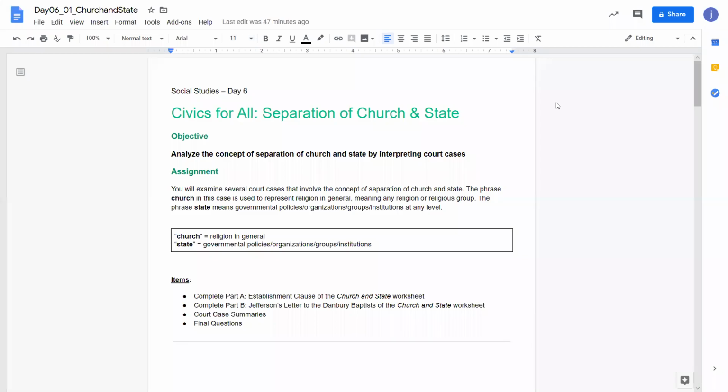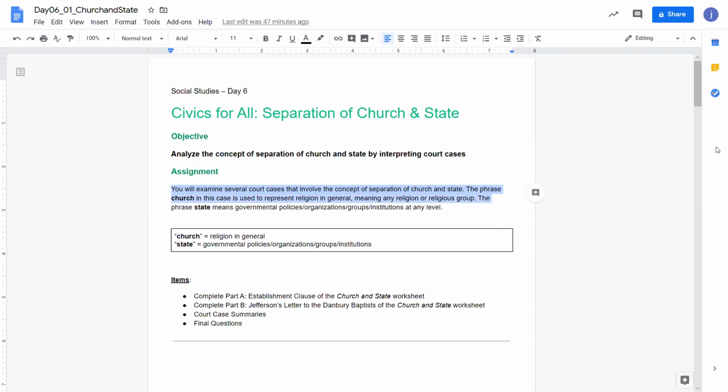Social Studies, Day 6. Civics for All, Separation of Church and State. Objective: analyze the concept of separation of church and state by interpreting court cases. The assignment: you will examine several court cases that involve the concept of separation of church and state.